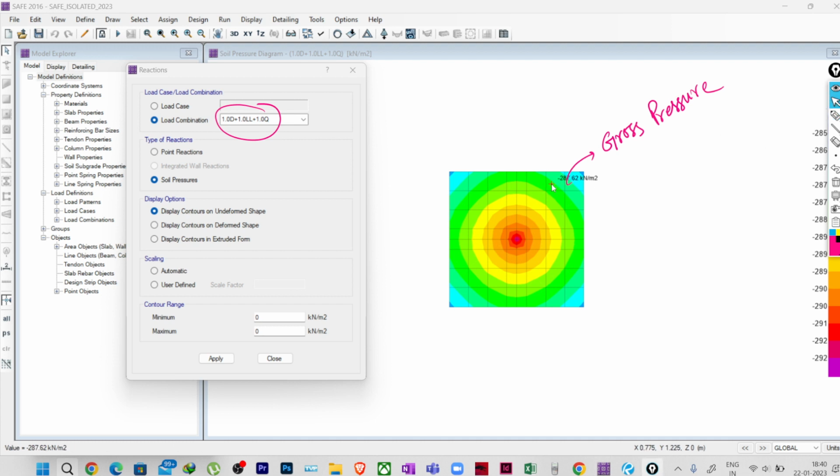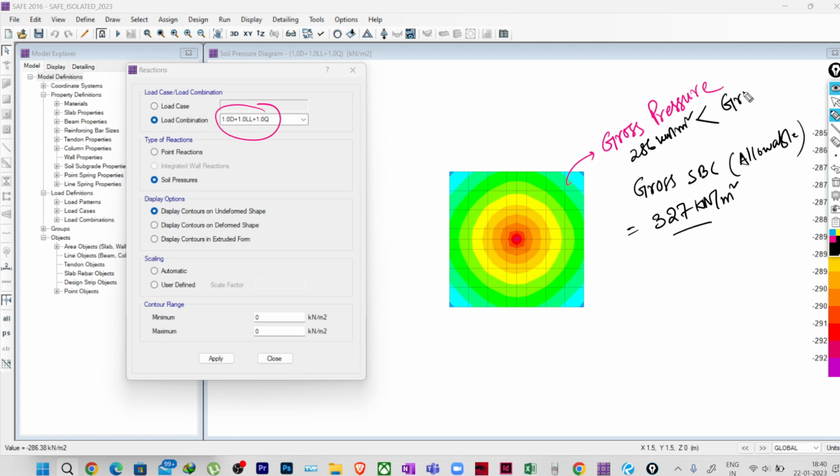So how much gross pressure are we getting? Suppose 286.38 kilonewton per meter square. And what is our limit? So our gross SBC allowable was 327 kilonewton per meter square. So our gross pressure, 286 kilonewton per meter square, is less than our gross allowable SBC. Hence, okay.